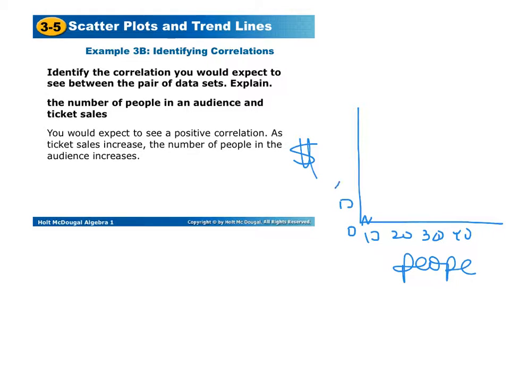What do you think's going to happen to the ticket sales and the number of people? What's the correlation? If there's 10 people, they probably only collected maybe $10. Then 20 people, $20, 30, and so on. What kind of correlation is this? Positive. So sometimes it'll help you if you draw just a quick sketch of a graph. But remember, when you set up your numbers on your X and Y axis, make sure they increase. Don't start at a bigger number and go down.